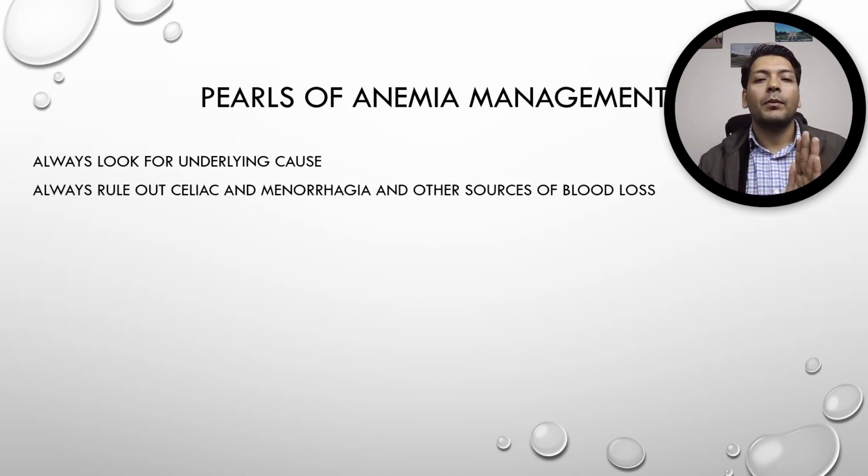So now, coming on to the next important thing: rule out celiac and menorrhagia first, and especially think of celiac disease as a cause of anemia once the patient also has a history of diarrhea. And females often don't have good enough knowledge about what the definition of menorrhagia actually is. So go into detail, ask them how many pads they use for their menstrual cycles, and do refer them to a gynecologist and let them have investigations about this.